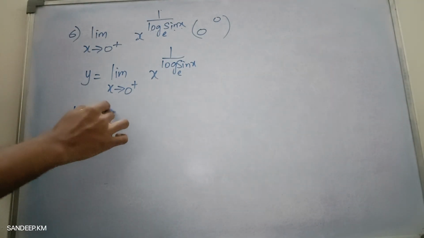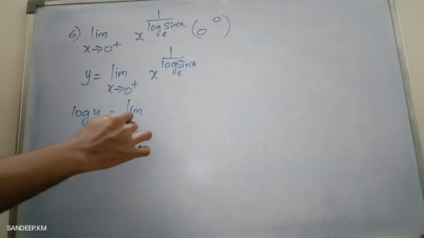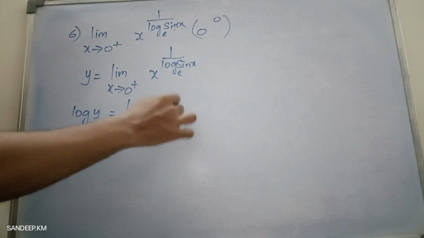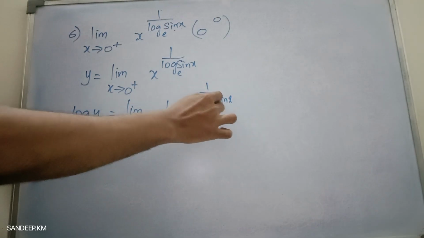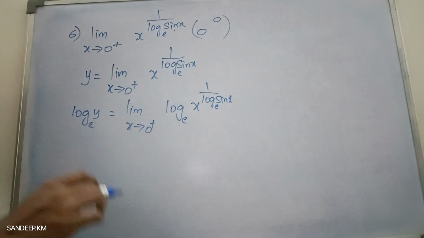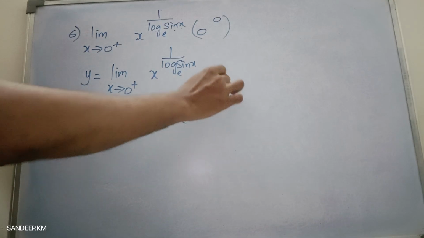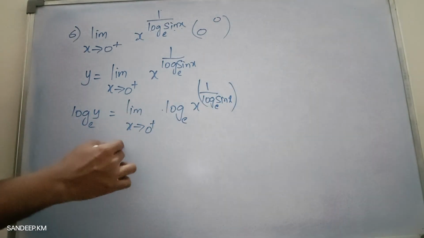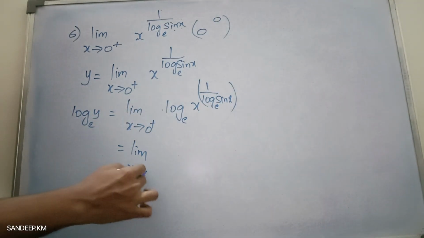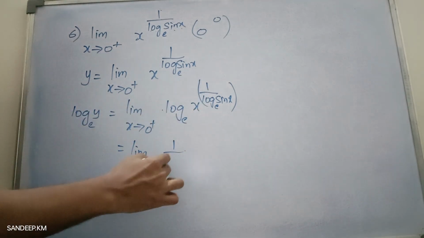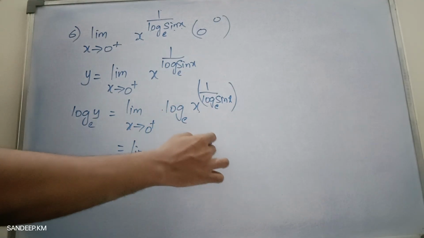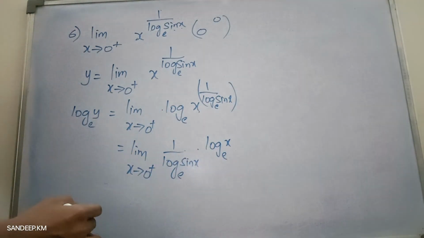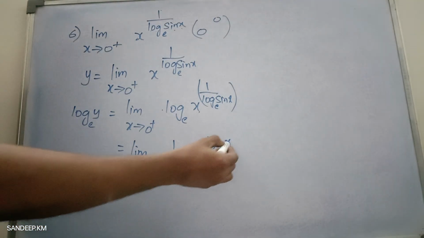So log y base e is equal to limit x approaches 0 plus log of x power 1 divided by log sin x with base e. Here also base will be e only. And here students, as usual, the power here becomes the coefficient of log. So what you will get is limit x approaches 0 plus, the power becomes coefficient, so 1 divided by log sin x with base e into log x base e.